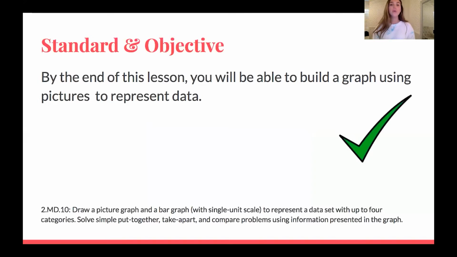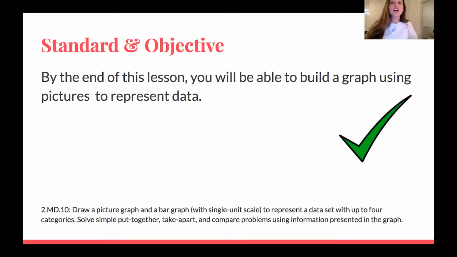Before we do though, I always like to go over our standard and objective, and the reason for this is so that you guys know what you should be learning, and so that if you feel like at the end you didn't learn it, you know you need to put in some more work or maybe try a different way of learning. So our objective today is by the end of this lesson, you will be able to build a graph using pictures to represent data. So all that means is that we are going to be building graphs and we are going to be using pictures to do it. It's different than a bar graph, but it is really, really fun to kind of collect data this way.